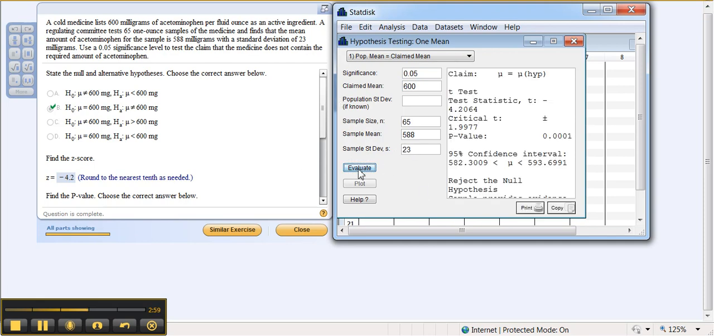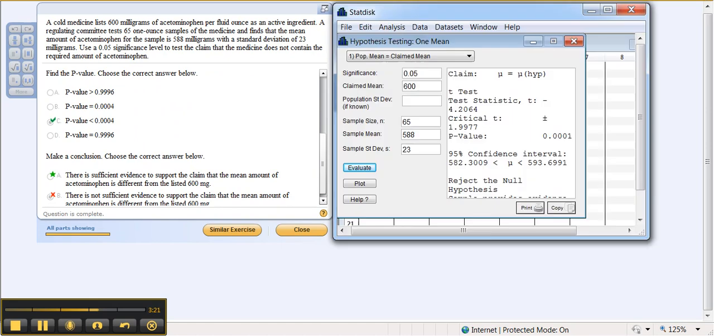So we click on evaluate, and we can get our z-score, or in this case t-score, which are basically going to come out the same because we have a sample size of 65. So we have t equal to negative 4.2, which is what we have here. Then they want us to find the p-value. Our p-value is given over here, 0.0001. That is less than the significance level. Therefore, we would reject the null hypothesis. If your p-value is less than the significance level, you will reject the null hypothesis, in this case of 600. So we're going to reject that and say that in this case it's significantly less than that.